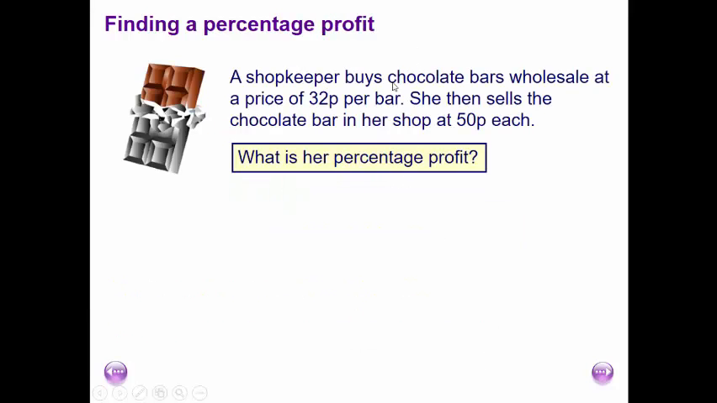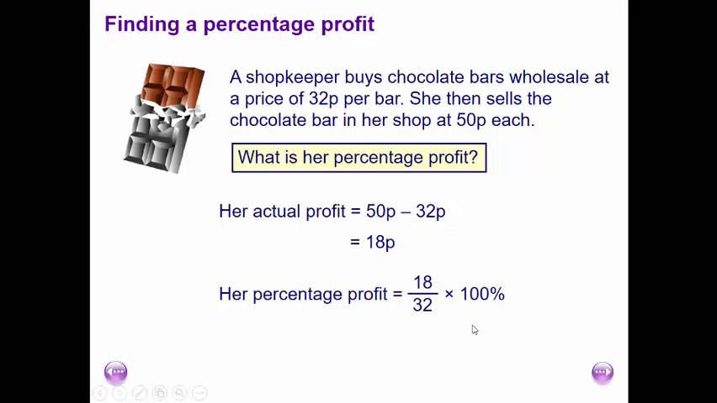And one more. A shopkeeper buys bars of chocolate at 32 pence, sells them for 50. What is her percentage profit? So we need to subtract 32 from 50. So she's actually making 18 pence on each bar. And what's that as a percentage? Well, we divide by the original amount, multiply by 100, and there we have it. 56%, 56.25% profit margin on that bar of chocolate.